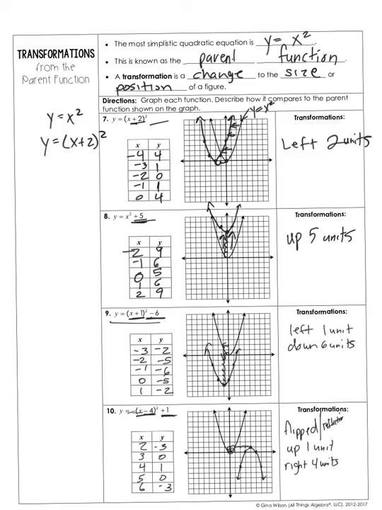And then K is the vertical shift. And if you're adding, it shifts up. And if you're subtracting, it shifts down. So this one is the one that makes sense. Vertical shifts make sense, okay?